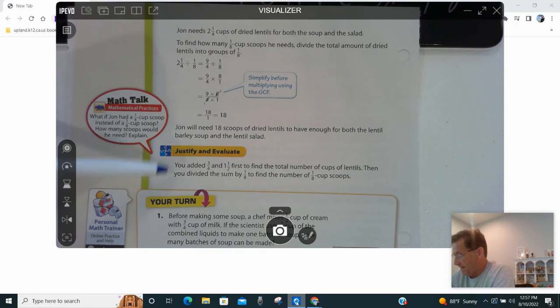All right, justify and evaluate. We added 3/4 and 1.5 first to find the total number of cups. Then we divided that sum by 1/8 to find the number of 1/8 scoops.